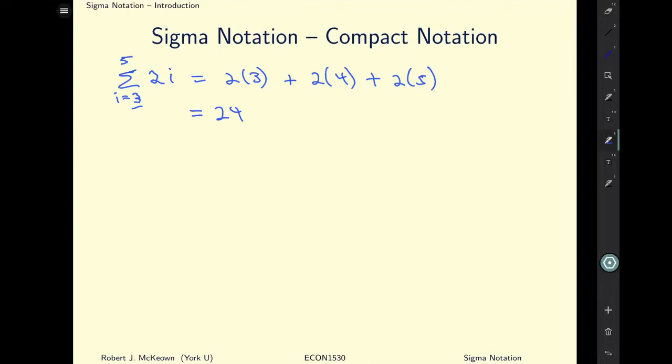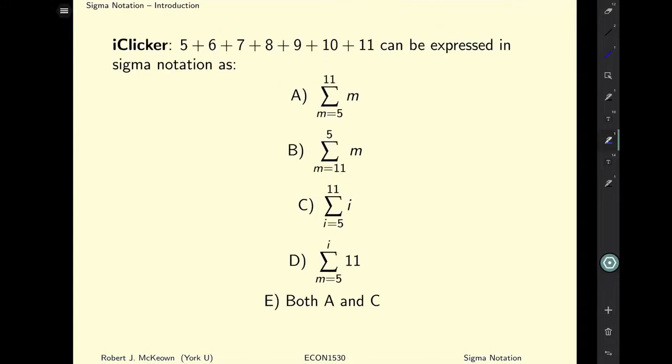Before we go any further, this is a good time for a check-in question. Press pause on your video, answer the question, then continue.